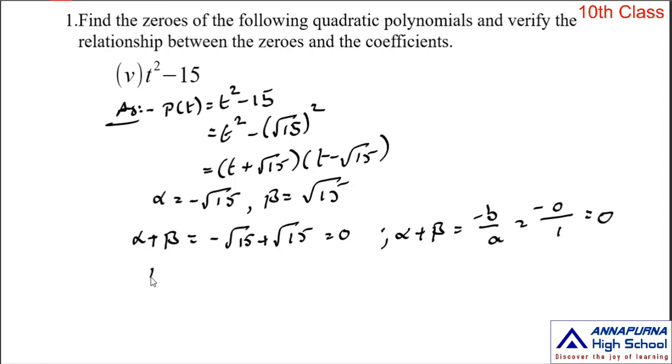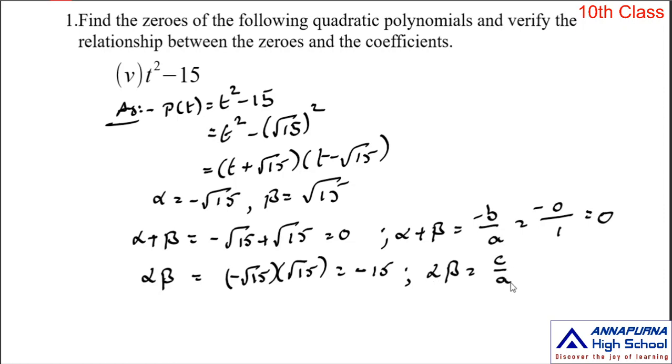Yes, product of the two zeros, that means alpha into beta, is equal to minus root 15 into root 15. Minus into plus is minus, and root 15 into root 15 is 15. So minus 15. From the polynomial, product of the zeros, alpha into beta, is equal to c by a. That means constant by x square coefficient. Here the variable is t, so the constant term is minus 15 by a, that means t square coefficient is 1. It is equal to minus 15. Hence verified.